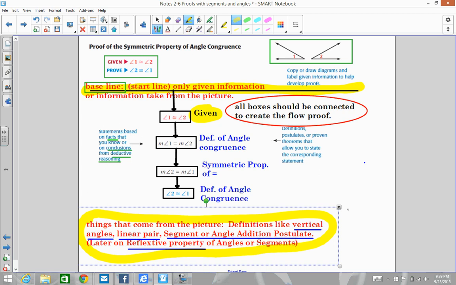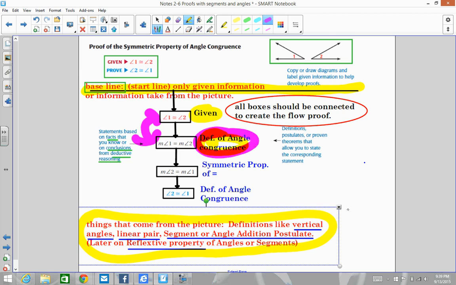This right here is the proof of the definition of symmetric angles. If I have angle 1 and angle 2, then I can say the measure of angle 1 is equal to the measure of angle 2. That is the definition of congruence. Anytime I go from congruence to equality or equality to congruence, I'm using the definition of congruence.